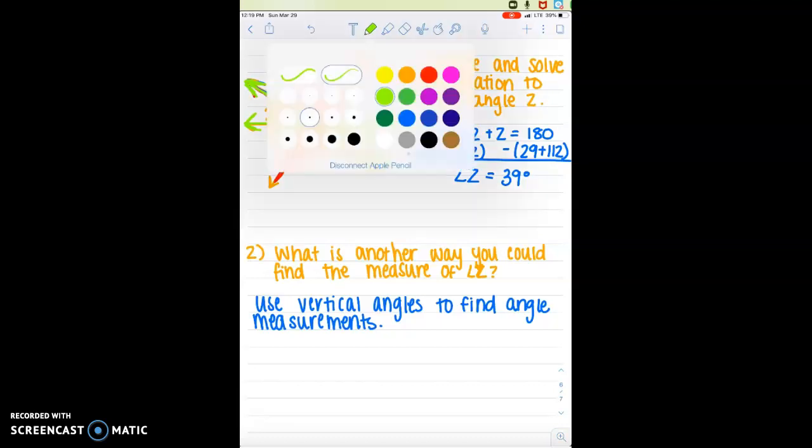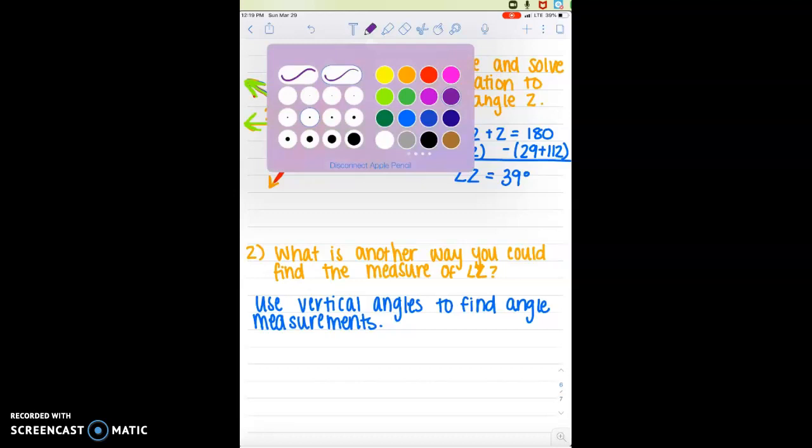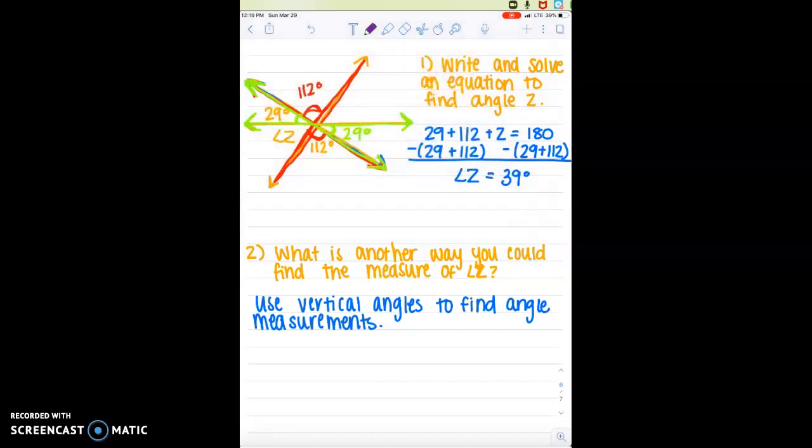And then the last set of vertical angles that I have, I'm going to outline in purple. And that's going to be my angle that matches up with angle Z, which we found is 39 degrees. So I'm going to label both sides with 39 degrees.